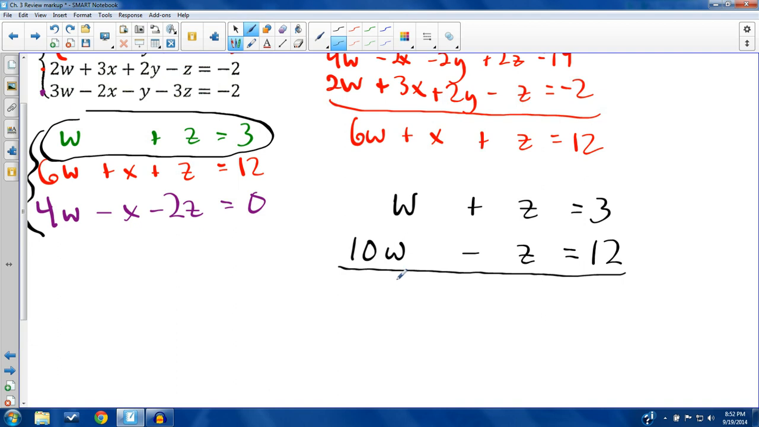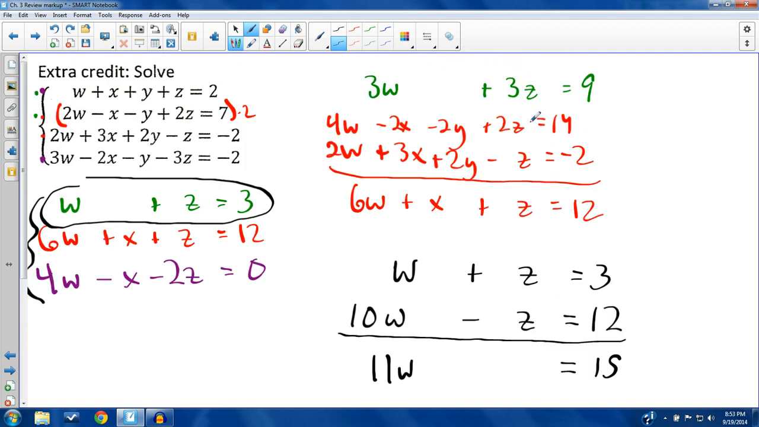Here's where I suddenly don't like my problem. I've eliminated, and I got 11w equals 15. I really hope I didn't screw up somewhere, because suddenly I have a fraction. I'm going to pause this for a moment and see if there's anything that I can change. Okay, I unpaused us. Screwed up a little bit.